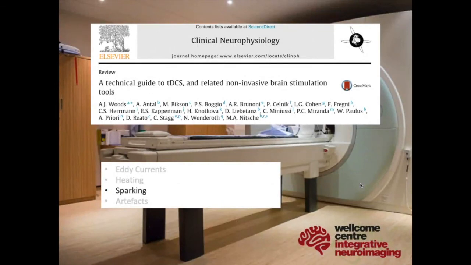Sparking is something that, to be fair, we haven't seen at all with Neuroconn kit, but we have seen with other kits. This has happened with the resistors sometimes, because obviously, as with all things, they break. On one occasion, we put somebody into the scanner with the electrodes in place, but with a broken resistor. We didn't know about it.